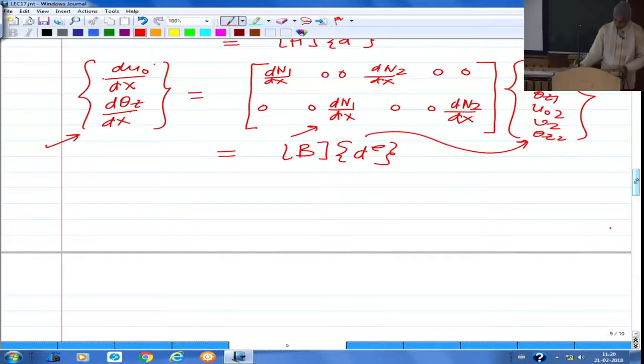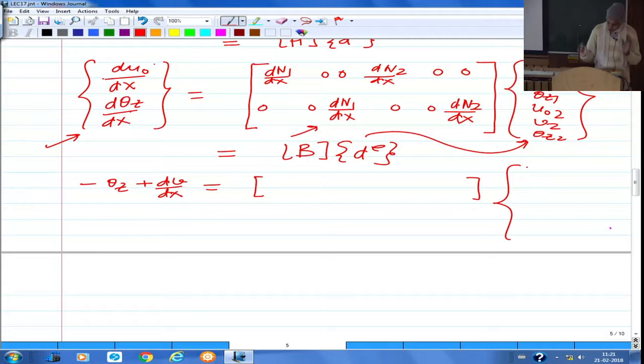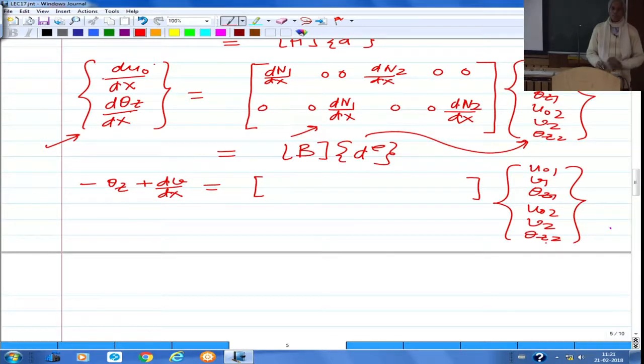We also have in the transverse shear strain energy, which involves minus theta z plus dv by dx. So this can be written as, of course, a single row, and this side we always put the entire vector of elemental degrees of freedom. So you have u naught 1 v1 theta z1, u naught 2 v2 and theta z2. Now when I write this, what are the terms? As you see here, no u naught, so the first term is going to be 0. Then the second term is going to be minus n1 into theta z1 minus n2 into theta z2 plus dn1 by dx v1 plus dn2 by dx v2.